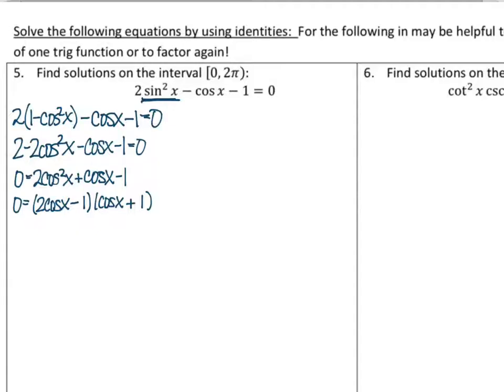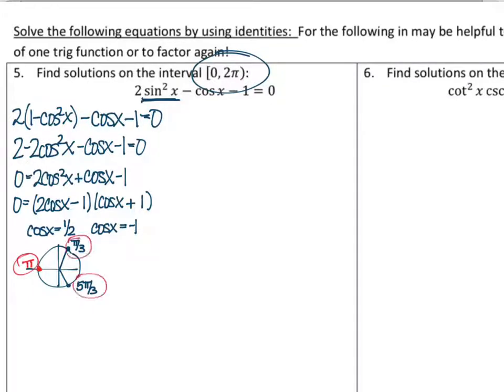Alright, and then this kind of picks up just like we were doing before, so I'll have cosine x equals +1/2, and cosine x equals -1. And again, for this one, we just want solutions on the interval from 0 to 2 pi. So I'm going to think about where these situations happen. So our first one, +1/2, would be in quadrant 1 at pi over 3. And then we'll have our answers in quadrant 4 at 5 pi over 3. And cosine's -1 only at one spot on our unit circle. Right, that would be over here when x is -1 at pi. So I'll have those 3 answers.